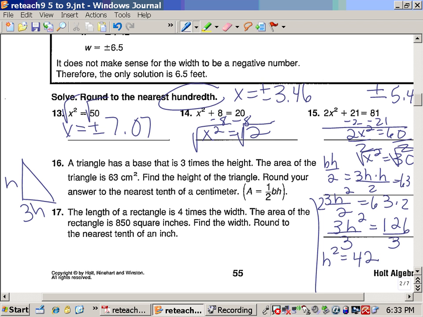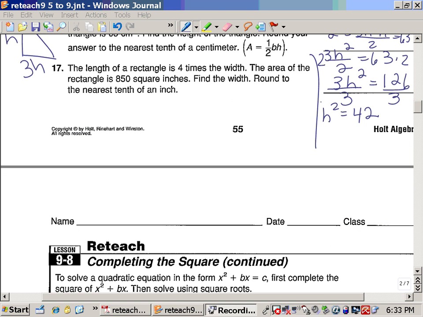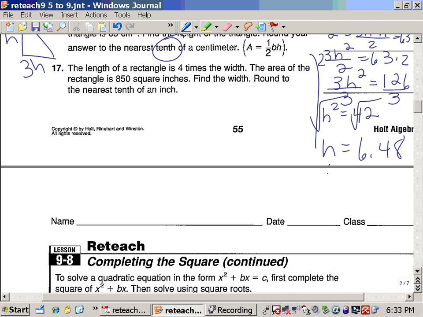At this point, I've finally gotten the h squared by itself, and I need to take the square root of each side. Taking the square root of each side, I get h equals 6.48. Now, did you notice on this problem, I did not take the negative answer? That's because this is a length. Oh, wait, and this says to the nearest tenth. So it's going to be h equals 6.5.